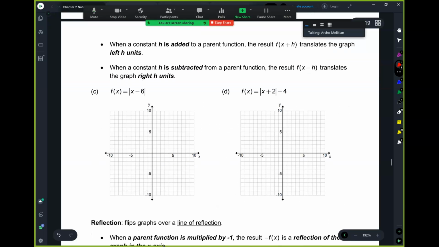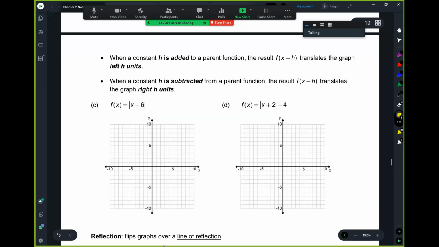Okay. Now, so this is how you move up, down. Now, how do we move right, left? When you have a constant h this time, h moves it right, left. When h is added to the parent function, what you get is f of x plus h. See, now it's f of x plus h. The h is now inside, okay, with the x.